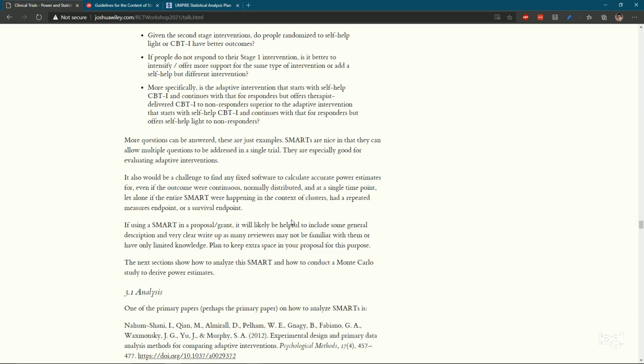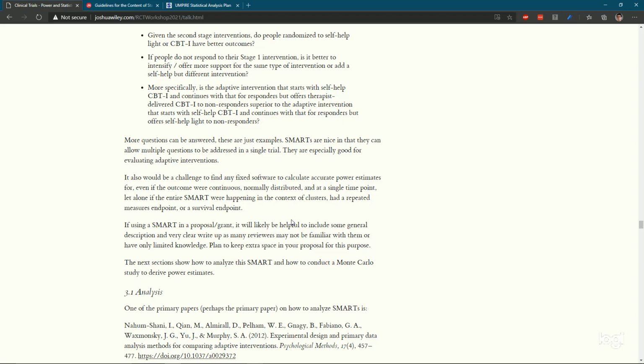Now, it's going to be a challenge to find any fixed software to calculate accurate power estimates for this kind of SMART design, even if the outcome were continuous, normally distributed at a single time point, let alone if this whole SMART is happening in the context of clusters of people nested within therapists or sites, or had a repeated measures endpoint or survival endpoint, etc. Some tools exist, but it starts to get very limiting, and you start having to make a lot of approximations that may not be very good.